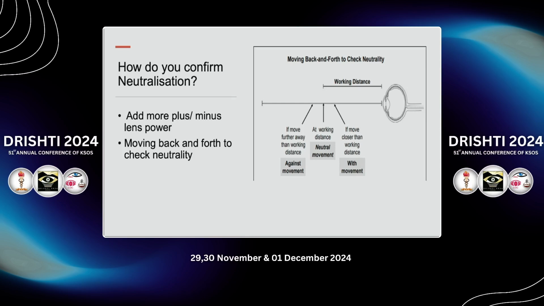So supposing you're having a with movement, you're adding plus lenses. Now you feel it is neutralized, you want to confirm it, you put a higher plus lens. Now it will become an against movement. So that helps to confirm neutralization. Also, you can move back and forth. That is, from neutralization, if you move forwards, you'll get a with movement. If you move back, it will give you an against movement.